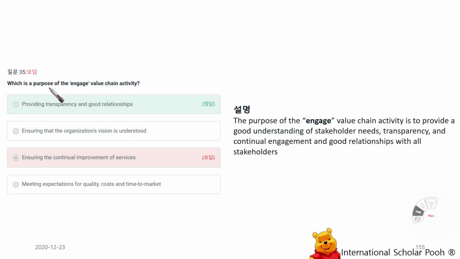What is the purpose of the engage value chain activity? Providing transparency and good relationships. The purpose of the engage value chain activity is to provide a good understanding of stakeholders' needs, transparency, and continual engagement and good relationships with all stakeholders.